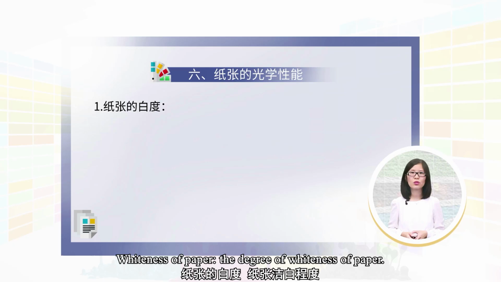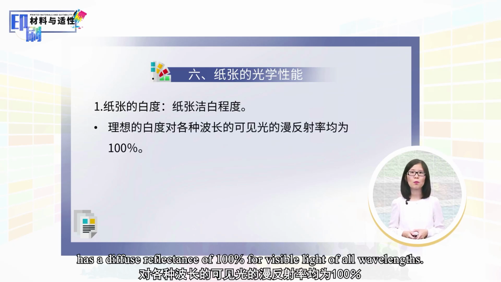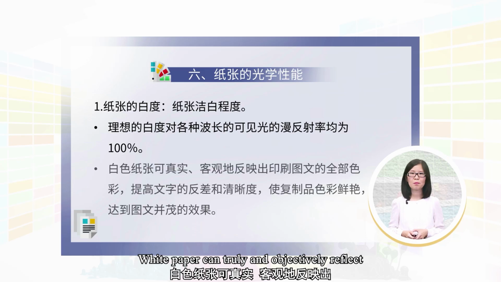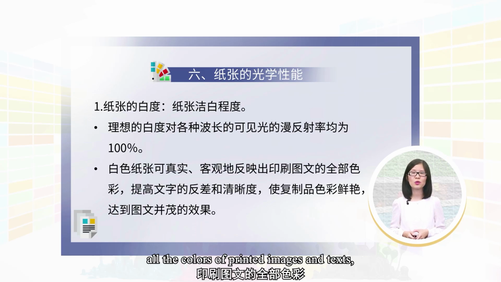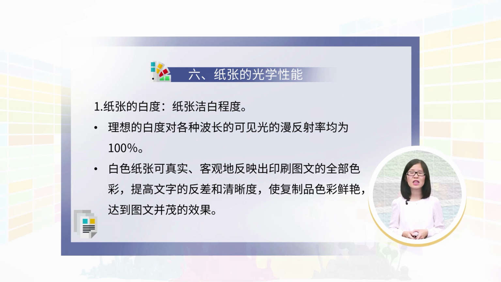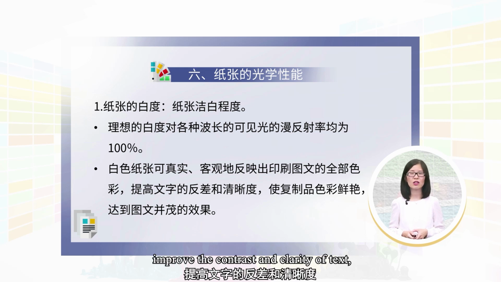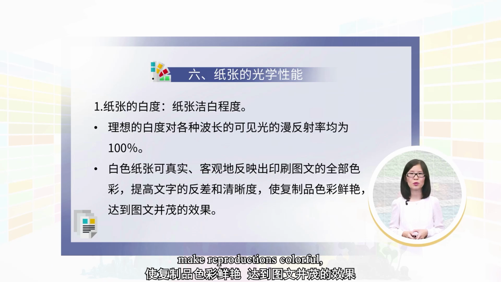Whiteness of paper. The degree of whiteness of paper. Ideal whiteness has a diffuse reflectance of 100% for visible light of all wavelengths. White paper can truly and objectively reflect all the colors of printed images and texts, improve the contrast and clarity of text, make reproductions colorful, and achieve the effect of both images and texts.